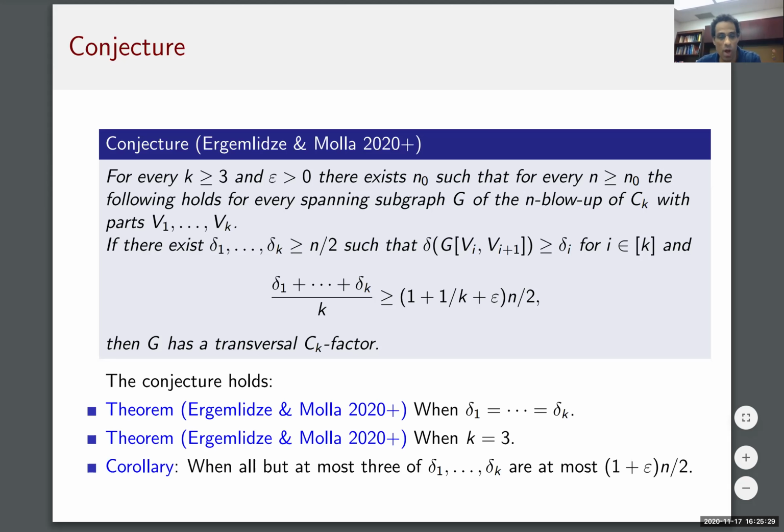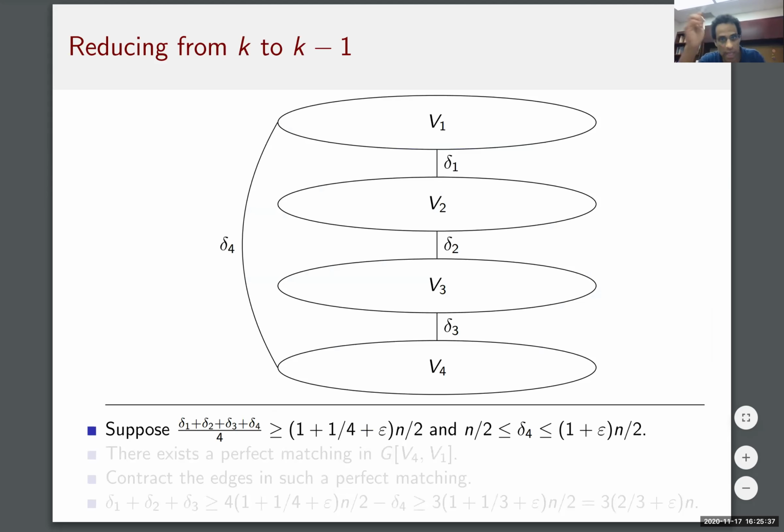And maybe I'll say quickly, why do we have this? This is just a corollary of what we proved here. Well, think about the k equals 4 case. So we have, these are our minimum degrees now, delta 1, delta 2, delta 3, and delta 4. And this is the average that we want. So this is what the average should be. And let's say that delta 4 was very, very small. The smallest it could be was n over 2, but maybe it's just a little bit more than n over 2.